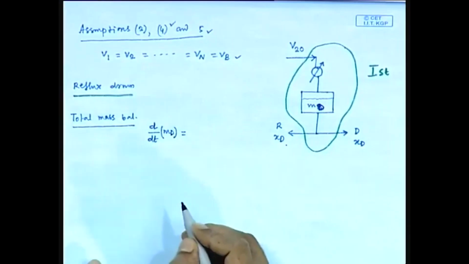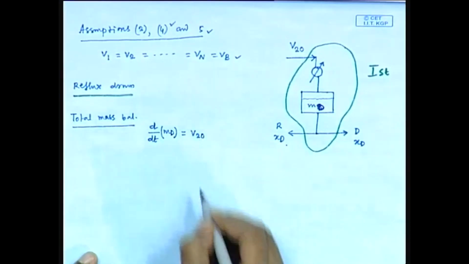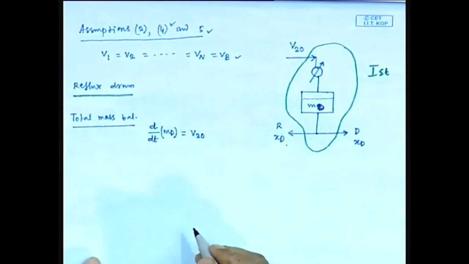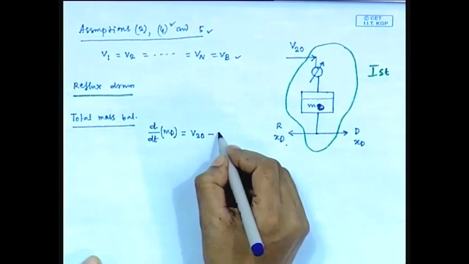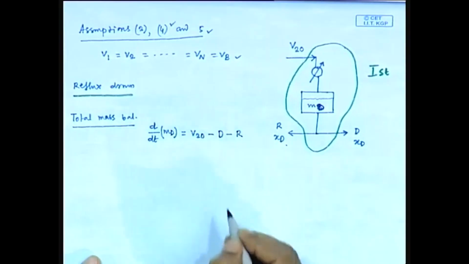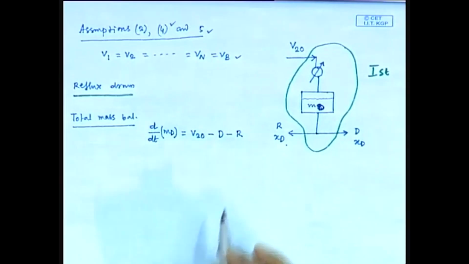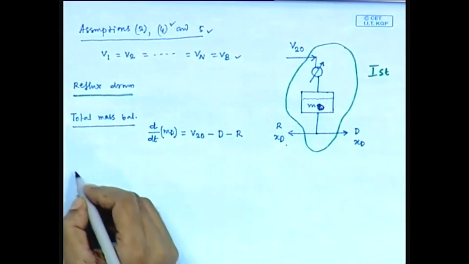What is the input to this envelope? V20 is the input to this envelope. What are the outputs? One is D and the second one is R. So, dMd/dt equals V20 minus D minus R. This is the total mass balance equation for this first envelope.